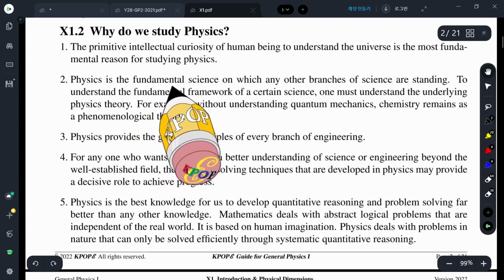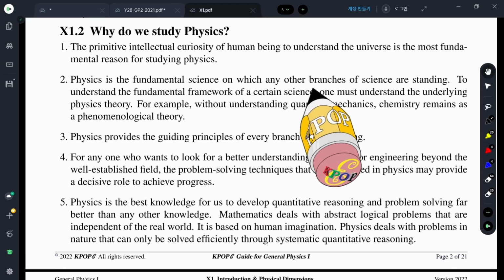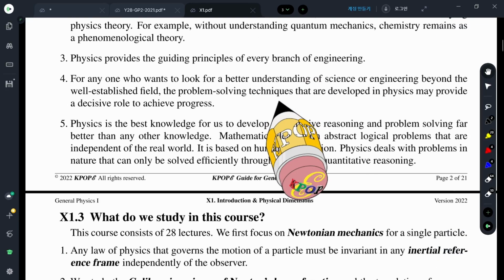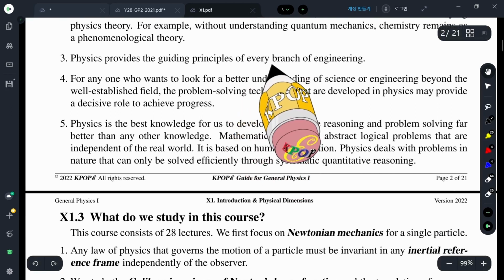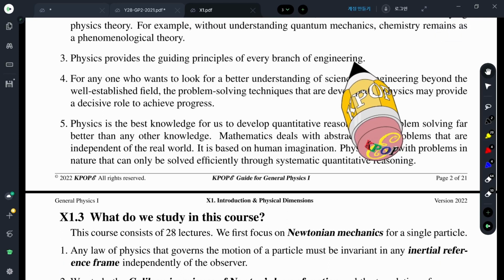Number 2, physics is the fundamental science on which every other branch of science stands. Sure, any science, any engineering. Physics provides the guiding principle of every branch of engineering. If you do not know physics at all, then you cannot build a stable structure.